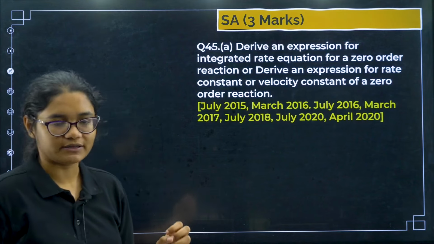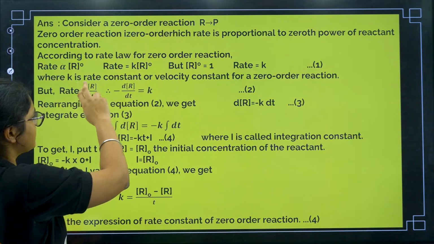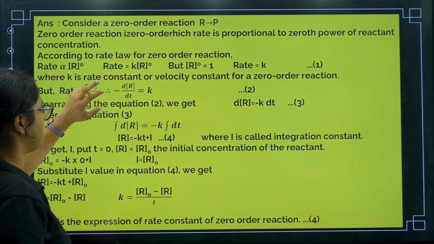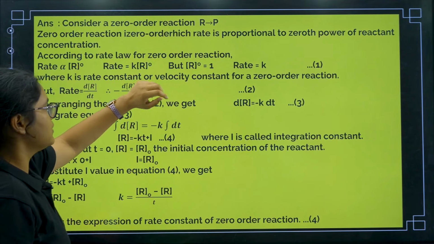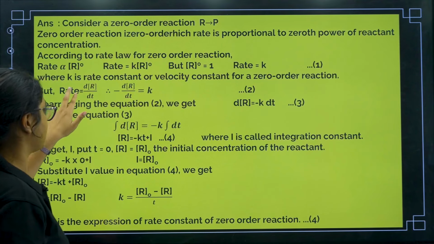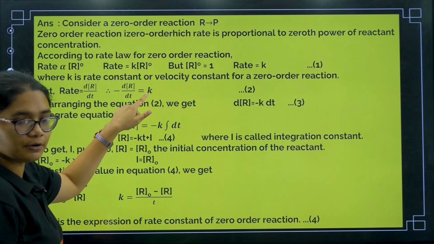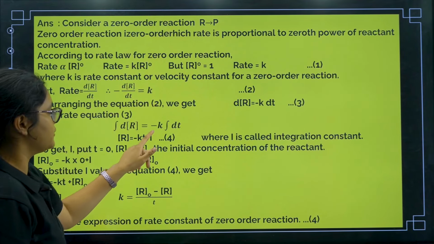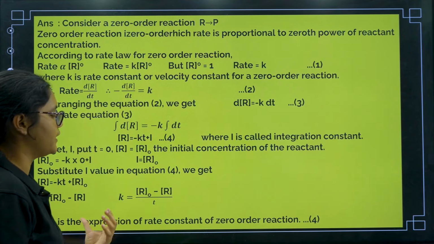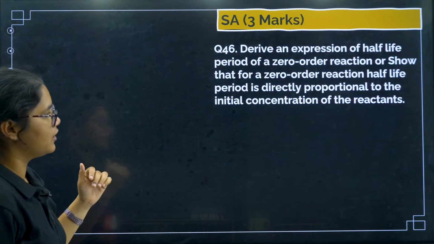So this is a very common question. Okay, so you have this derivation. So first you have to take rate is proportional to R to the power of 0, rate is equal to k into R. So R to the power of 0 is 1, so I can write rate is equal to k. Also for a 0th order reaction, I can write rate is equal to minus dR by dt. Then I can equate these two, minus dR by dt is equal to k. Then you take integration on both sides, you will get an integration constant. Find out the value of integration constant, substitute it, and then find the value of the integrated rate equation.